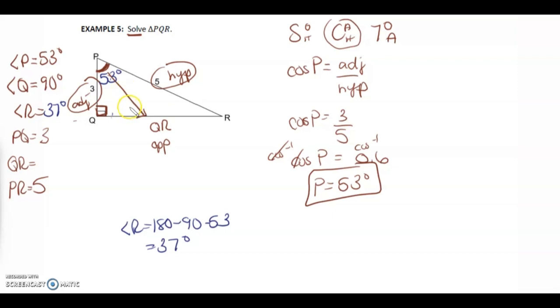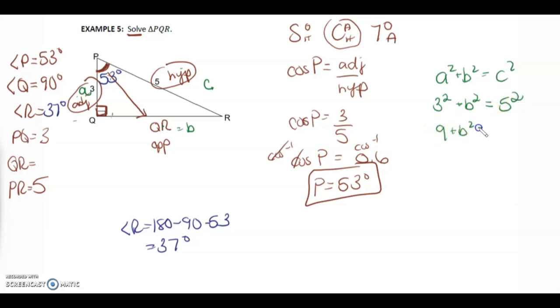And I'm going to pull something out from the past. For QR, this is a right angle triangle. We can actually use Pythagorean's theorem to solve for QR, right? If we have 2 of the side lengths, we can always solve for that third side length using Pythagorean's theorem. So let's call 3 A, QR is going to be our B, hypotenuse is always C. So 3 squared plus B squared is going to equal 5 squared.